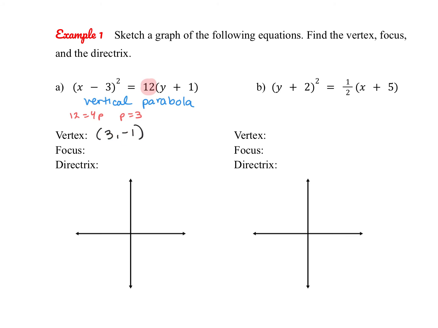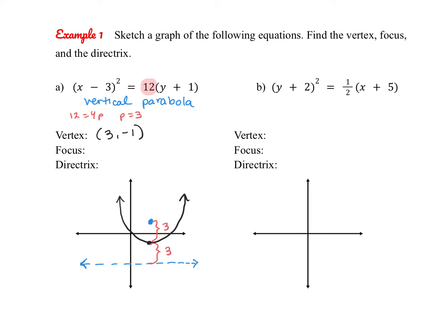So let's start by just doing a really rough sketch of where this would be. So it would be somewhere around here, (3, -1). And since our p-value is positive and it's vertical, we are going to be opening upward. So it's something like this. Okay, which means our focus is going to be 3 units above our vertex, and our directrix is going to be 3 units below. But again, this distance should be 3, and this distance should be 3.